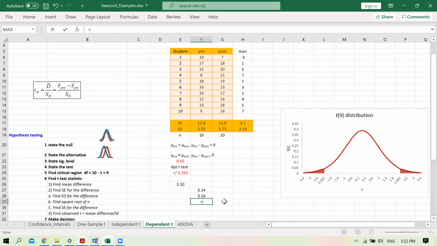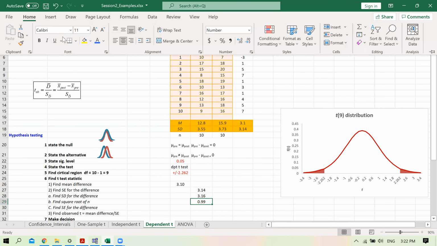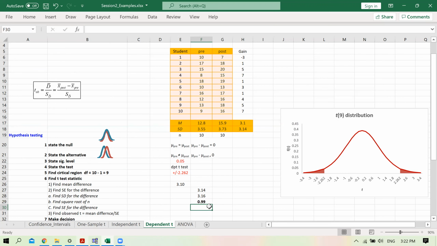And so the standard error is just a ratio of this. So this is the standard deviation divided by the square root of the sample size. So I get 0.99, which is the standard error, which is approximately 1 standard error.